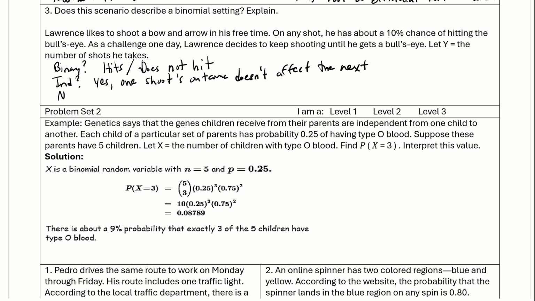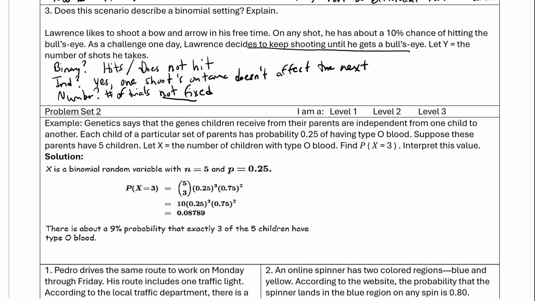All right, and then n, the number of trials. Is the number of trials fixed here? Well, it says he decides to keep shooting until he gets a bullseye. So this is not a binomial setting. In fact, now that we've done the entire lesson of 6.3, this is actually a geometric distribution, because we don't know the number until he gets the bullseye. So the number of trials is not fixed, and it fails that.